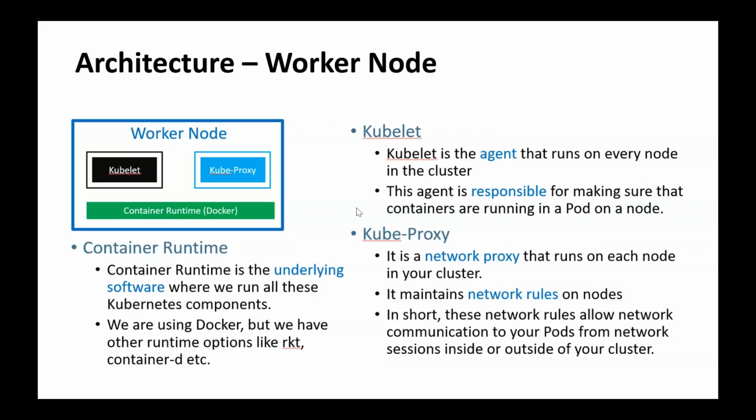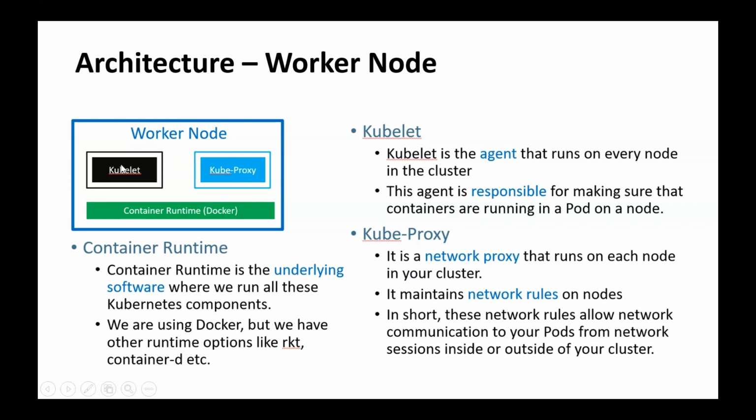Now let's come to worker node. So master node generally controls the worker node. It will assign all the pods and everything in the worker node with the help of kubelet and kubeproxy. Here it contains the container runtime. You can see here container runtime is the underlying software where we run all these Kubernetes components. At this moment we are using Docker, but we have other runtime options as well like RKT, containerD.